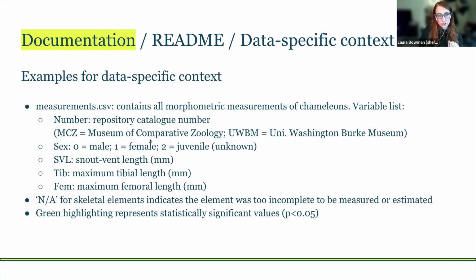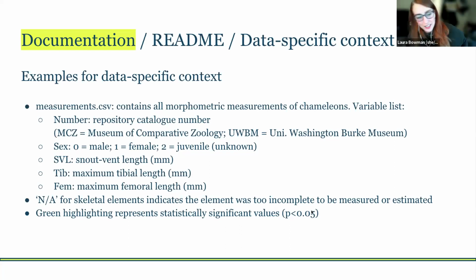So again, this is just an example of tabular data in a CSV file, describing each column heading, units, what it is, and possible values for categorical variables. For the NA or blank cells, you just say that the element was too incomplete to be measured or estimated. Some people know it's not missing, there was something wrong with it.